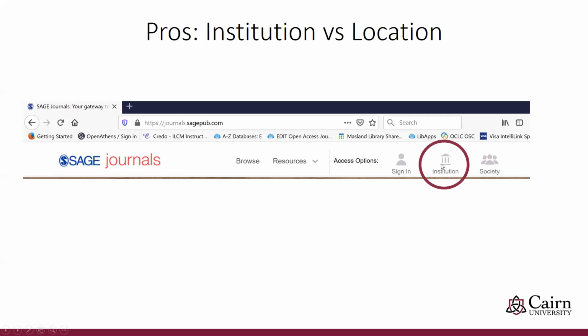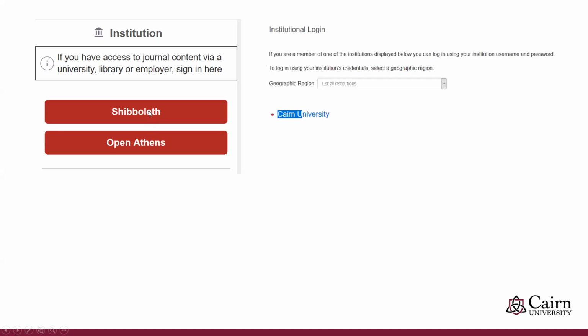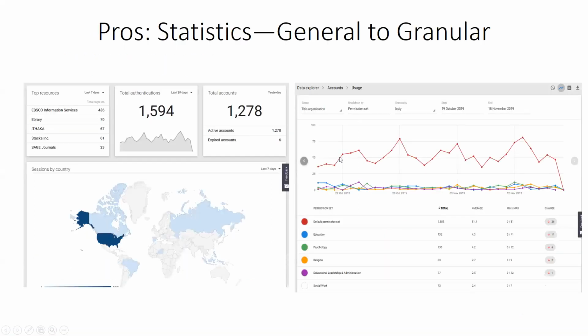But with Open Athens, when they click on the institution, they let you know to look in these areas to see if you have access to this journal content. And with Open Athens, they can search Open Athens, or they can even do it by Shibboleth. And when they click on that, you can say, list all institutions, search for Cairn, and we come up. And when they click on that, then they're going to go to their Google login. And then from there, they're now logged in via Cairn University without having to go to the A to Z list or anything like that. So that's been really smooth, and we've enjoyed that.